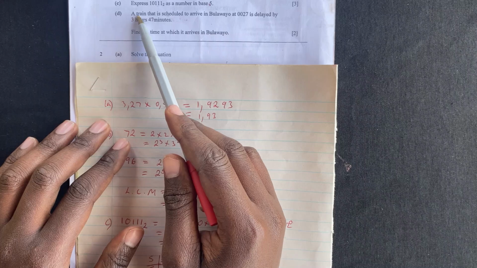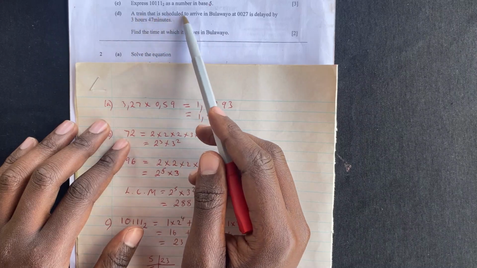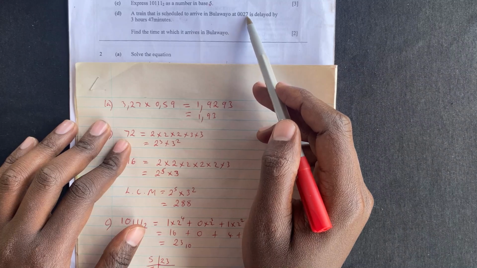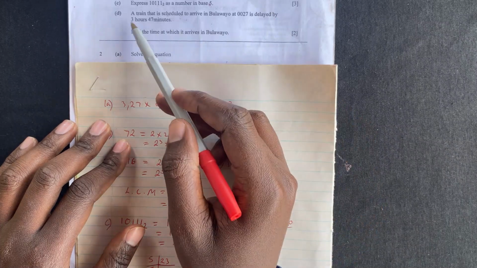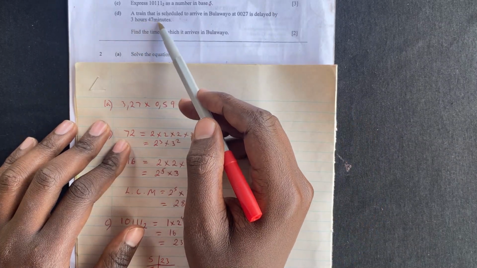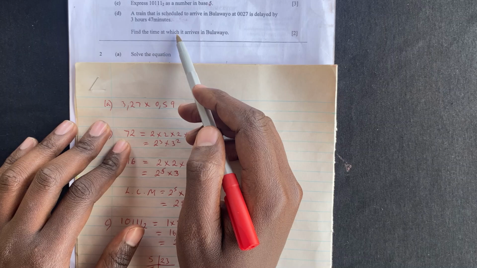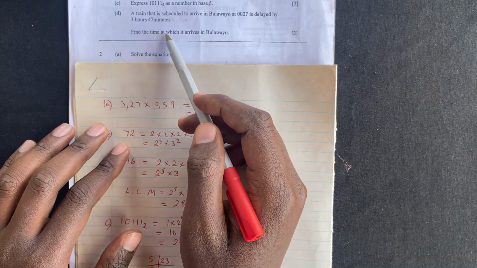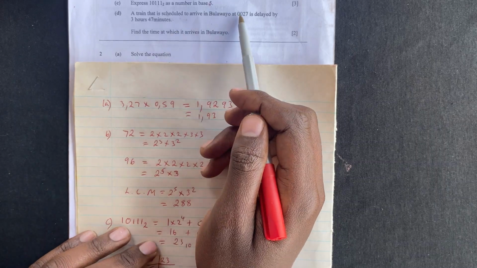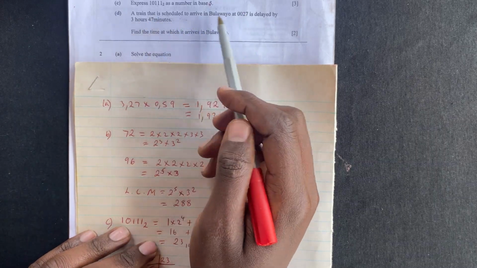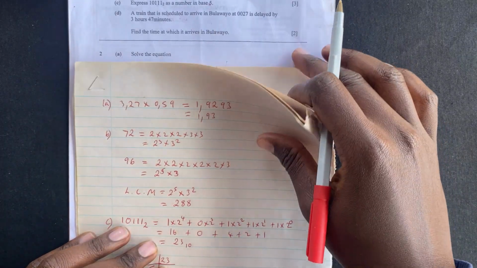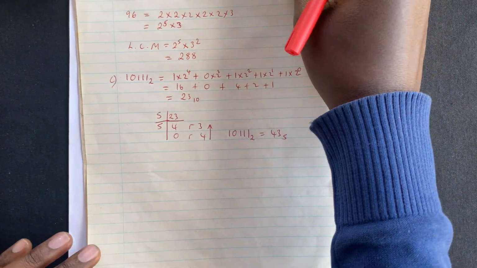1D, the question reads, a train that is scheduled to arrive in Bulawayo at 0027, which is 27 minutes past midnight, is delayed by 3 hours 47 minutes. Find the time at which it arrives in Bulawayo. So for us to get the solution to this, we're just going to add the time of delay to the time at which it was supposed to arrive in Bulawayo.